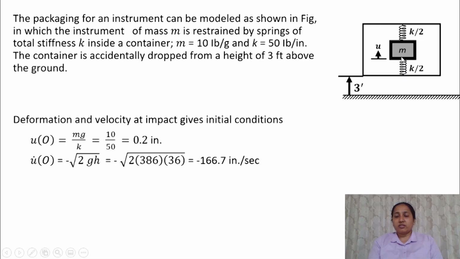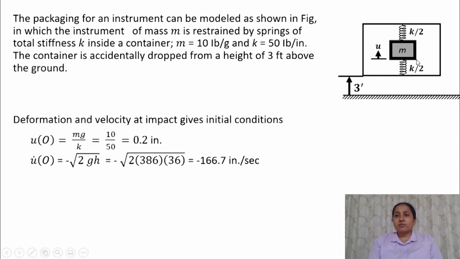So that would be the initial displacement of this system when this gets dropped. So the initial displacement, that is u naught, is equal to mg by k. We can calculate the value of it.